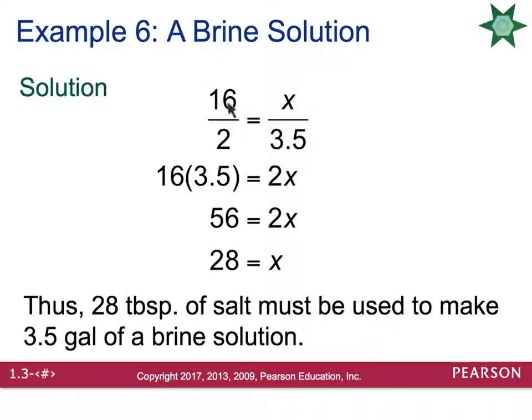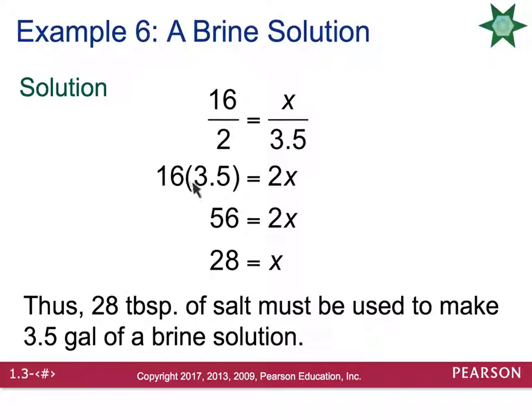And here's the cross multiplying: 16 times 3.5 equals 2 times x. So 2x means 2 times x. Do you see why we're not using the times sign for multiplication anymore? We're just using a dot, or sometimes we can just put the things next to each other. x is our variable. That's why: because we're using x as a variable, 2x means 2 times x.